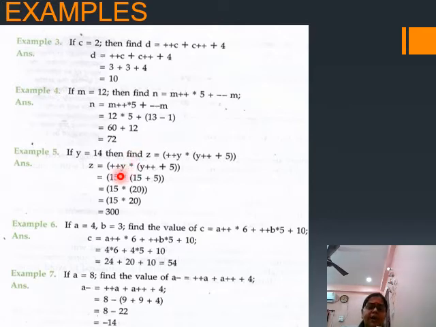Not like that, example 5 is also there. See here, ++y means 14 will become 15, into 15, because the number will not be increased since it is postfix. 15 plus 5, first we will solve our bracket. 15 plus 5 is 20, 15 into 20, and we have got here 300. Like this, examples six and others are also there. Pay attention to these examples.